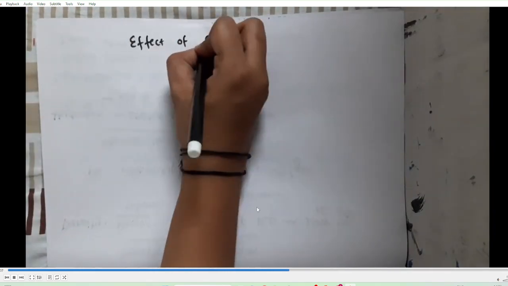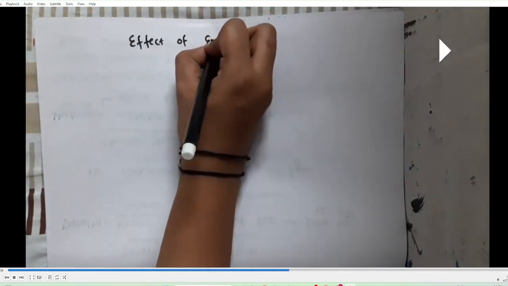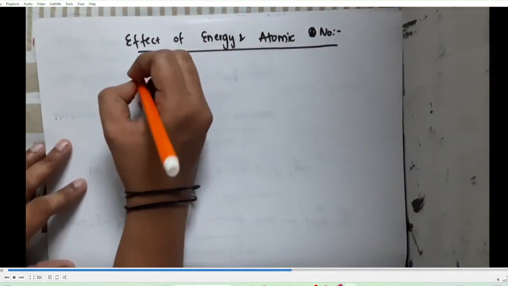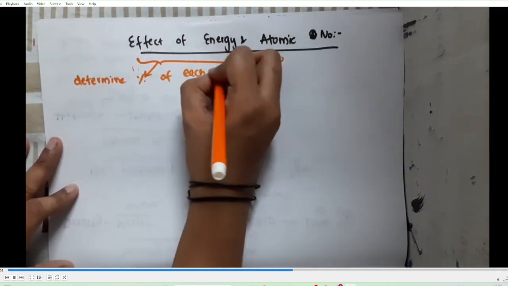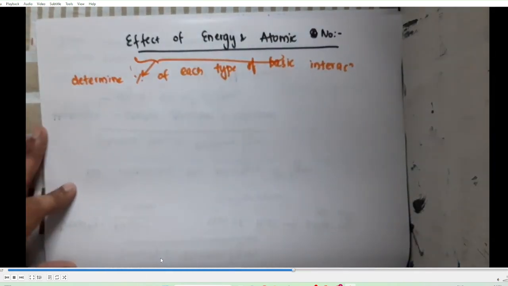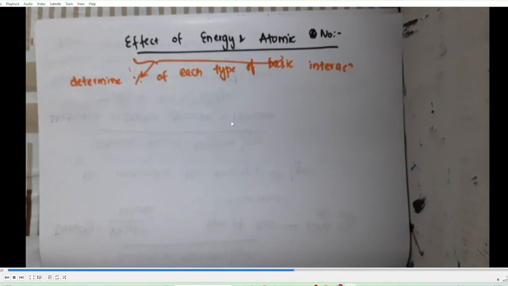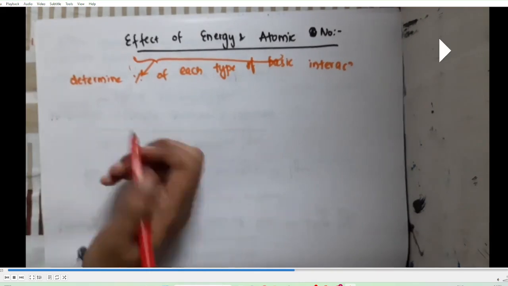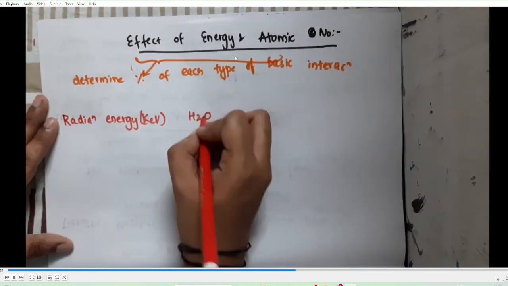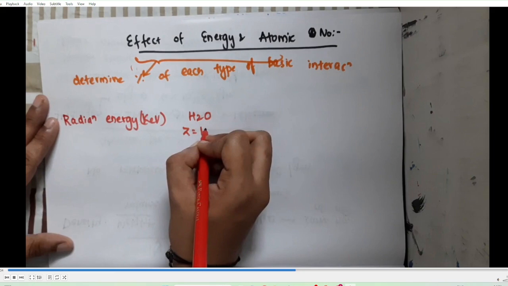The next important topic is effects of energy and the atomic number. Effects of energy and atomic number is determined as a combination. So effects of energy and atomic number determine the percentage of each type of basic interaction. So in this sense, their effects on attenuation are inseparable.